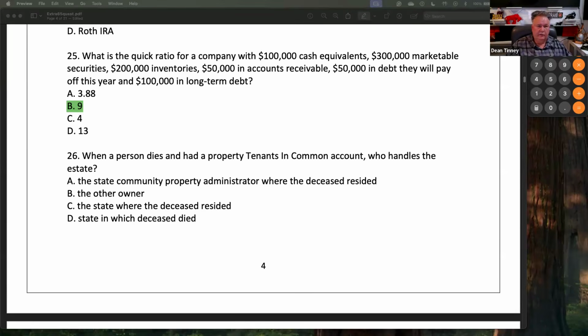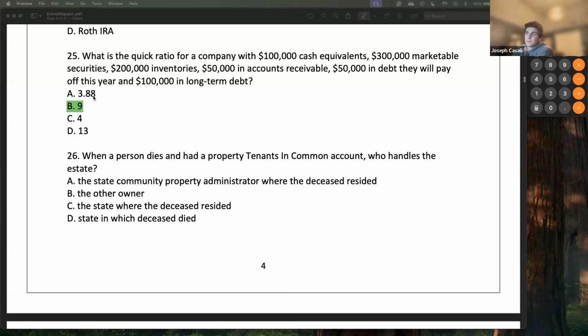Now, if we take the 200,000 in inventory, let's just see what current ratio would have been. I'll see if Brian offered that to us as an answer. I wouldn't be surprised if he did. 650,000 divided by 50, 13. And if we would have done the current ratio, it's D as in dog.